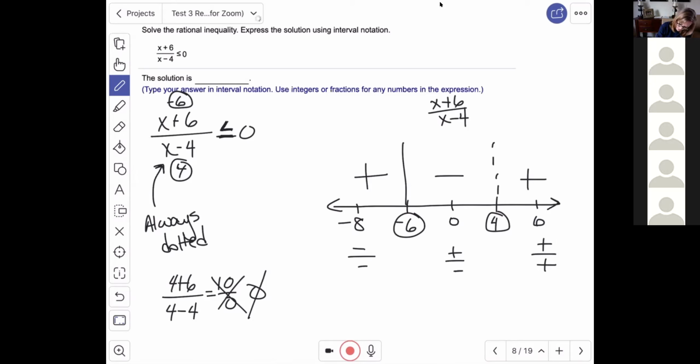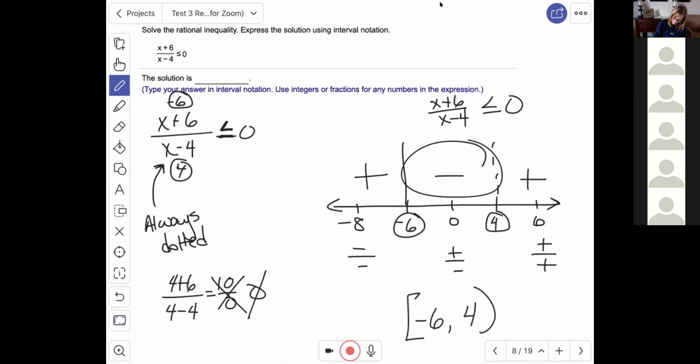But I'm looking for less than or equal to 0. So once again, the negatives. So my answer is negative 6 to 4. Be careful. Bracket, right? Because of the straight line. Parenthesis, because of the dotted line. That's my answer. So those are the inequalities. There are 3 different ones you just kind of have to study and figure out.